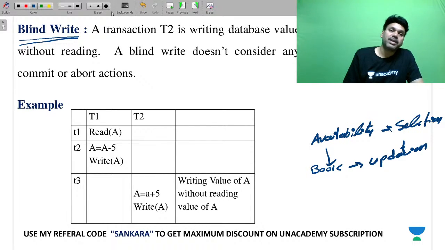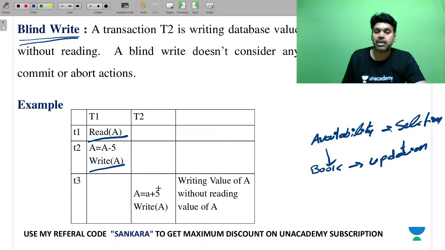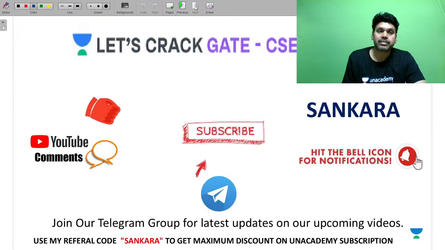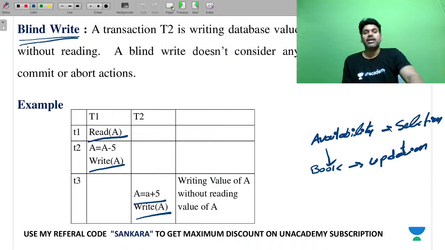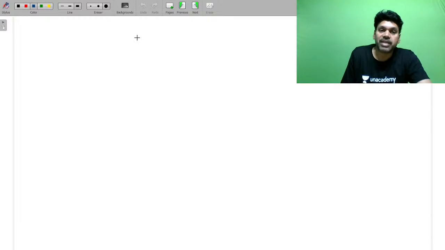So what is a blind write? Writing an object value without reading. So read A, okay, he understands that some selection operation is going on, then do write operation. But here it is directly performing a write action without doing any kind of read. This kind of situation is the concept called blind writes. Friends, you observe what are the different kinds of conflicts available here.